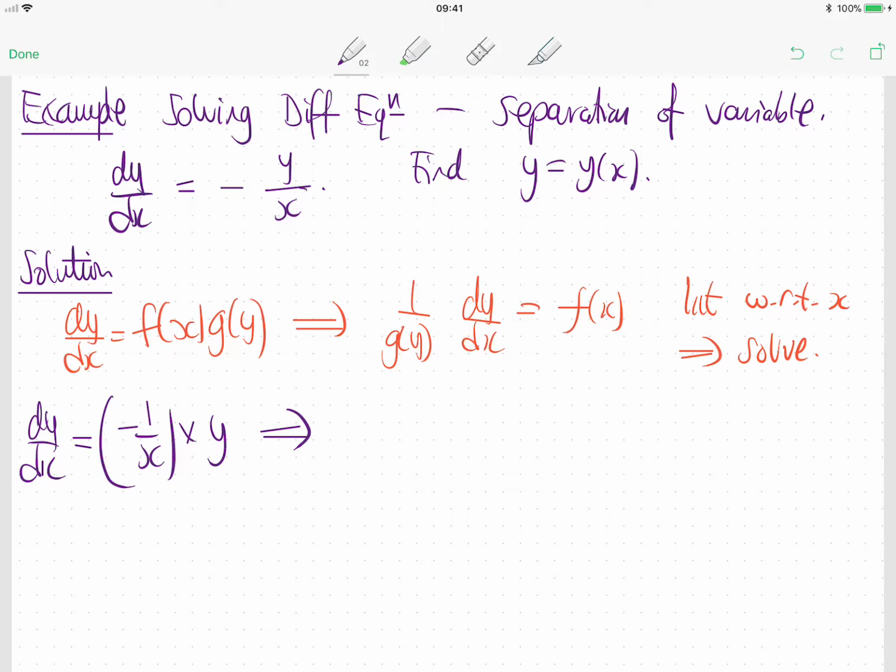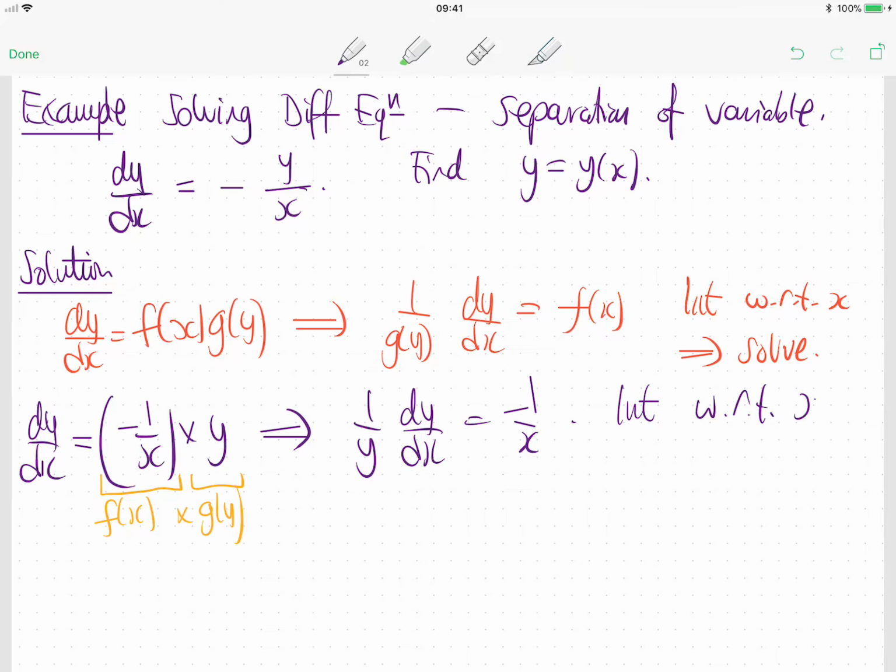Okay, so let's do that. Let's move the y to the other side. Just before I do that, let's highlight that this is our f(x) and this is our g(y). So move the g(y) over by just dividing through. And next we want to integrate. So we integrate both sides with respect to x.